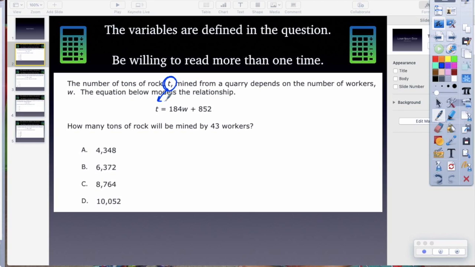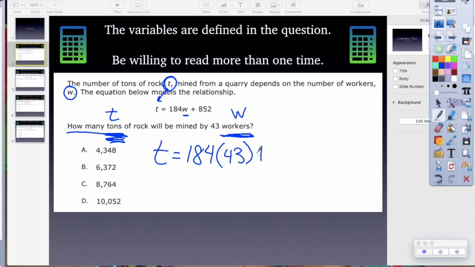Now, it's really important to define variables when looking at word problems. The T is the tons, or the tons of rock, and the W is the workers. Here they're asking for T, how many tons? So we have to solve for T. They give us a value for W, 43. So in the equation, all we do is substitute 43 in for that W. Just change the W to 43.